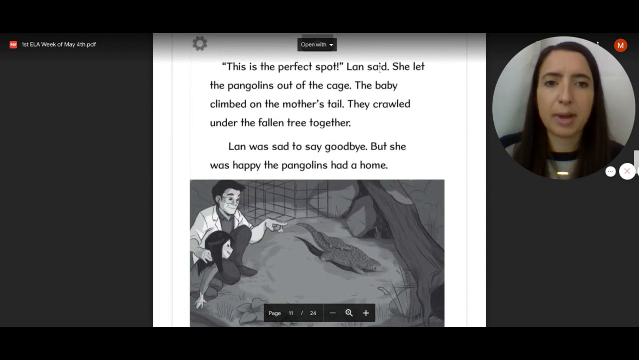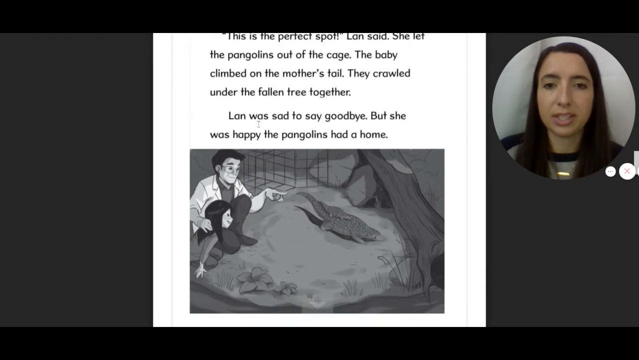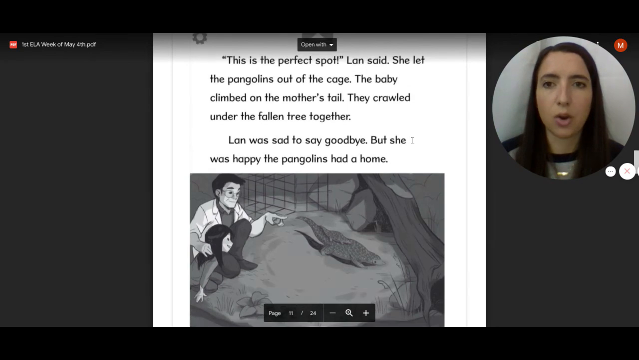So this is the perfect spot, Lan said. She let the pangolins out of the cage. The baby climbed on the mother's tail. They crawled under the fallen tree together. Lan was sad to say goodbye, but she was happy the pangolins had a home.